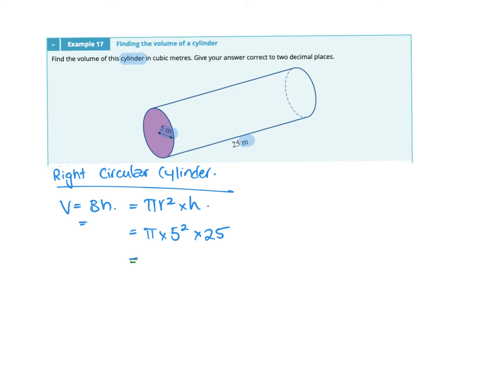Now we don't want the pi symbol in our answer, so if you get that on your calculator, just press Control Enter. Okay, and just taking note, it says to 2 decimal places. We'd want to be highlighting or underlining that.